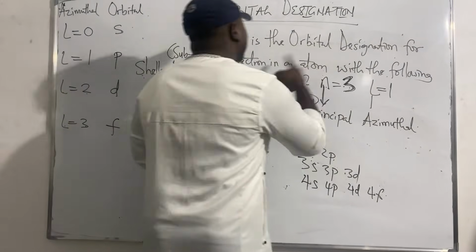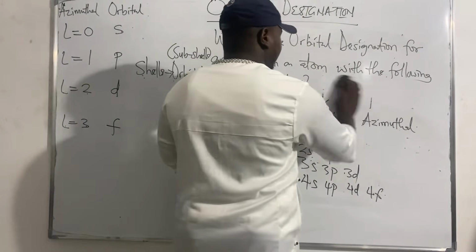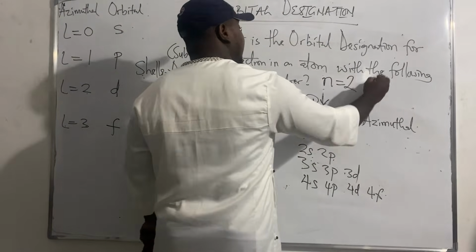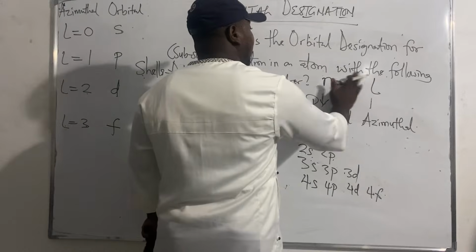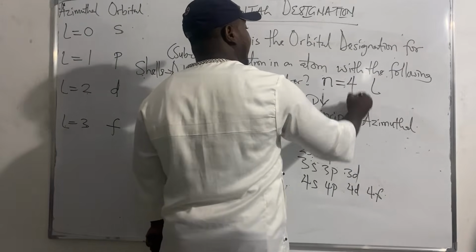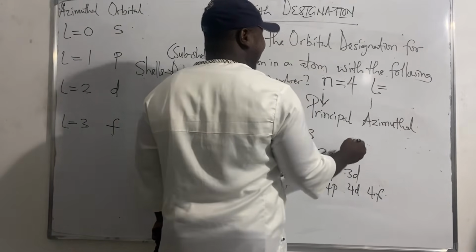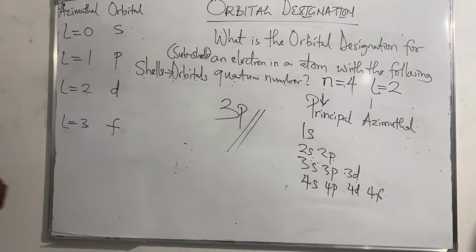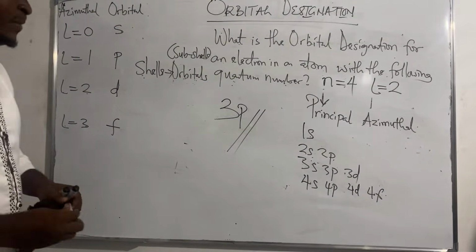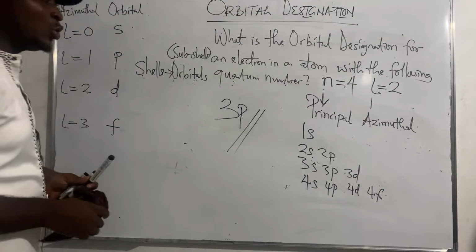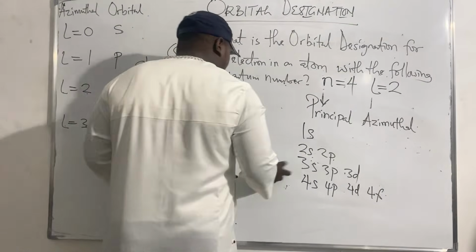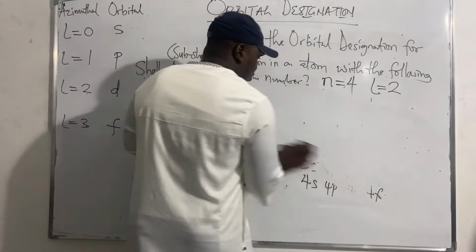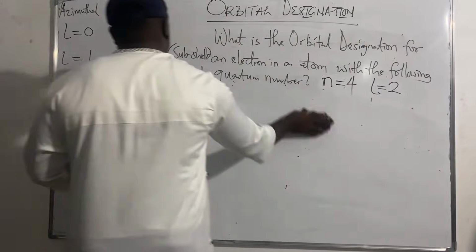Let me give one more question to be sure that you're following. Same question. What is the orbital designation for an electron in an atom with the following? When n is 4 and L is 2, tell me the answer in the comment section if you are following me. When n is 4 and L is 2, what is the orbital designation?